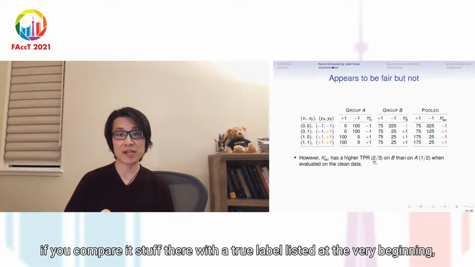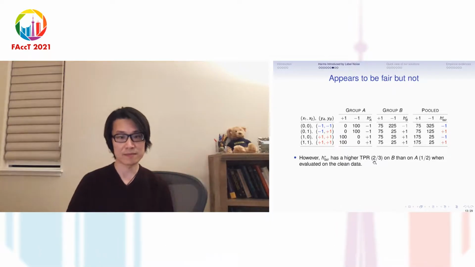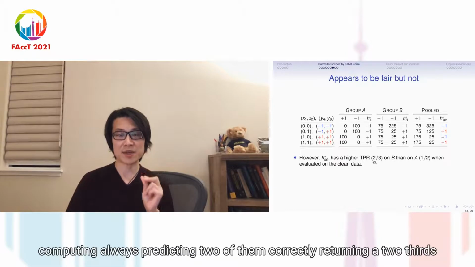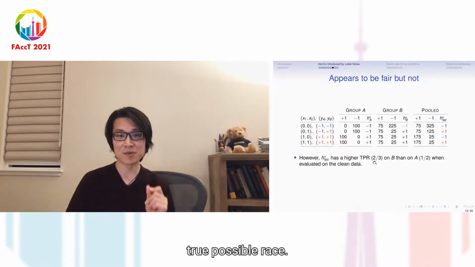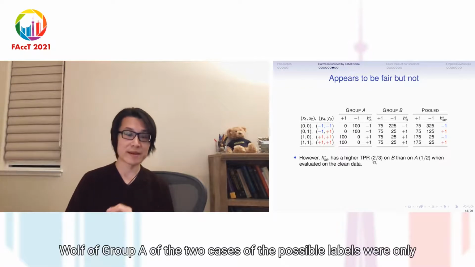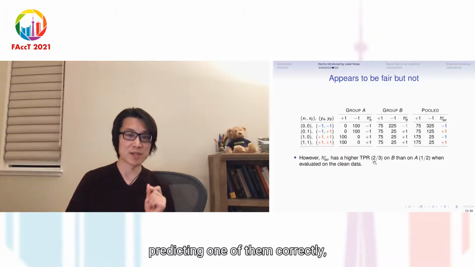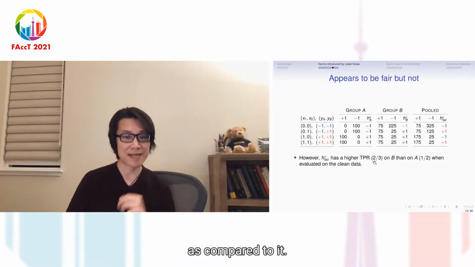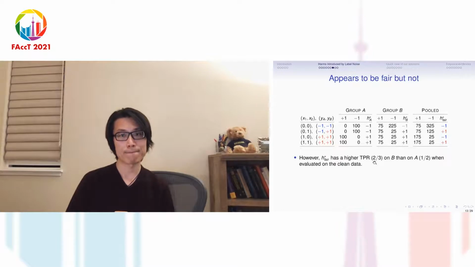However, if you compare h* fair with the true labels listed at the very beginning, among the 3 positive cases of group B, h* fair is predicting 2 of them correctly, returning a 2/3 true positive rate. While for group A, of the 2 cases of positive labels, we are only predicting 1 of them correctly. So h* fair actually has a much higher true positive rate on B as compared to A. Okay.